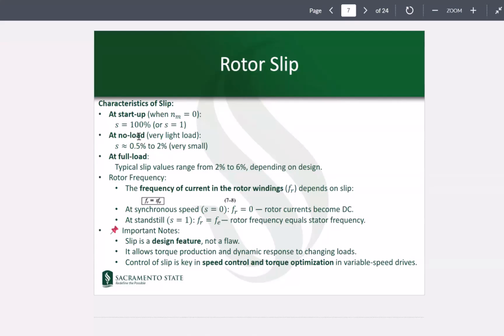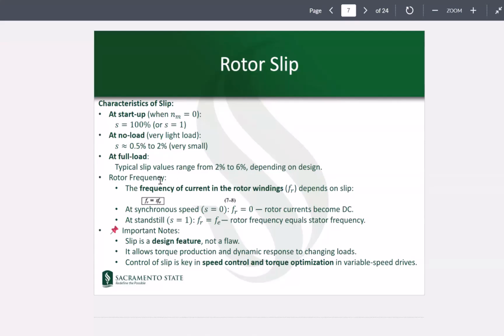But at no load or very light load conditions, the slip would be very small, around 0.5% to 2%. But as we increase the load, at full load, typically the slip will increase to 2% to 6%, again depending on the design. In some designs, by their nature and the physical characteristics of the machine, the slip is less, or it can go up to 6% as well.